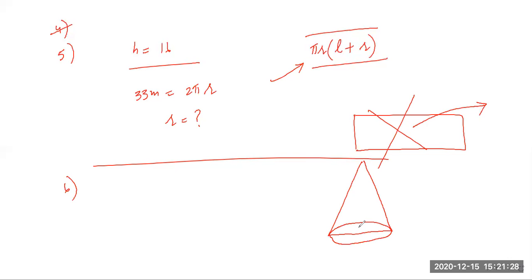This is a conical tent, 12 meters high. That means this is 12 meters. The radius of the base is 16 meters. Beautiful, this is the 16 meter radius. Find the slant height. Slant height means L.